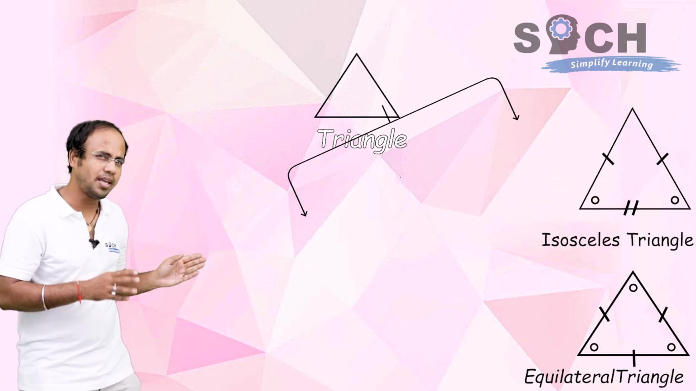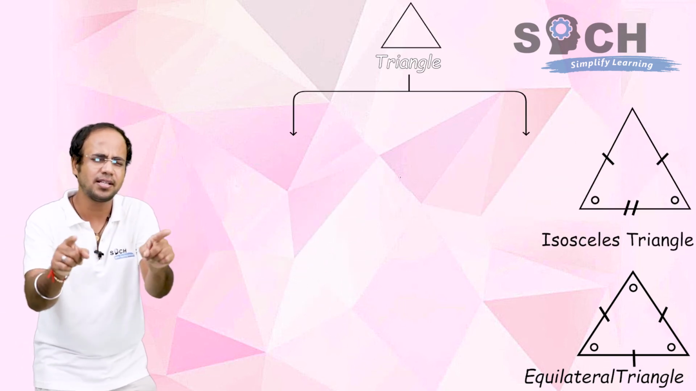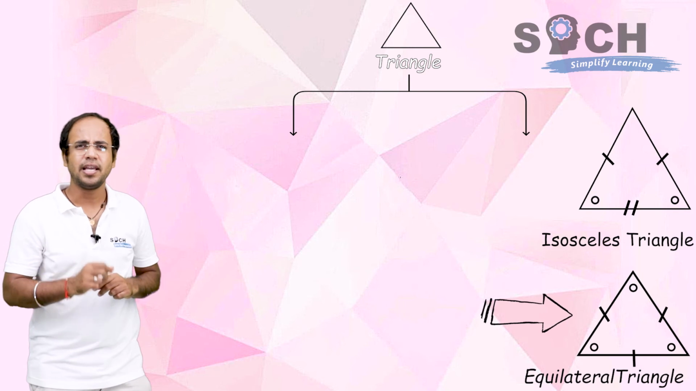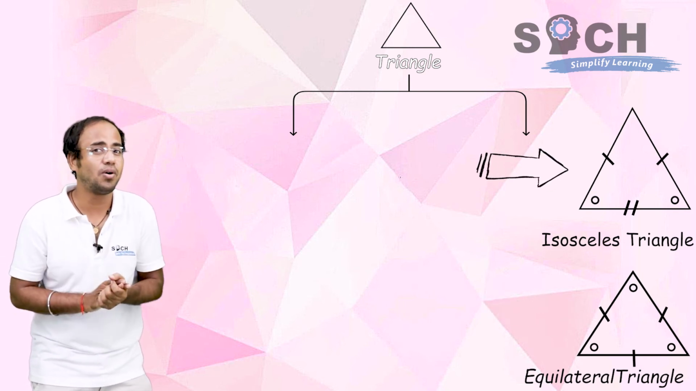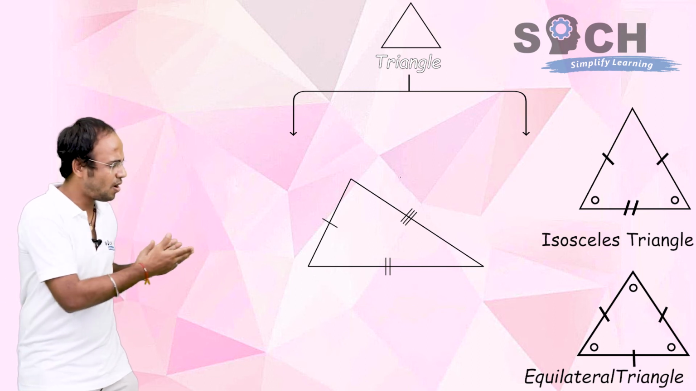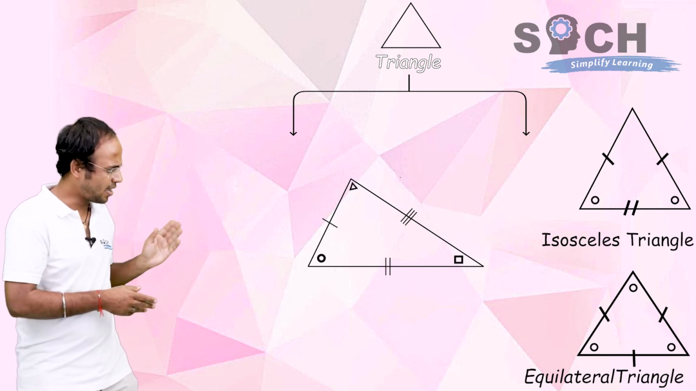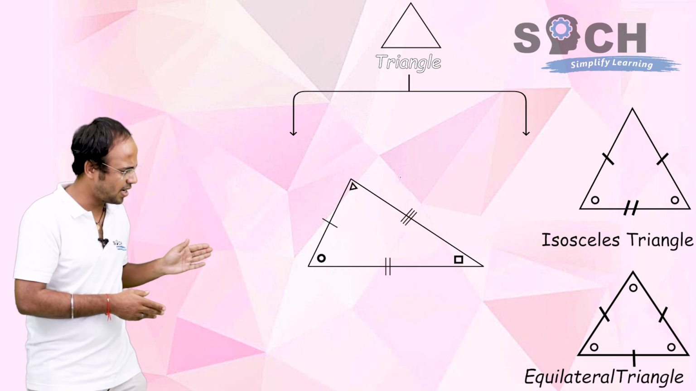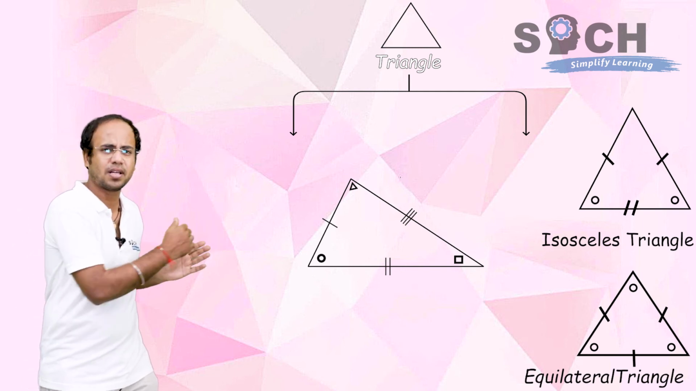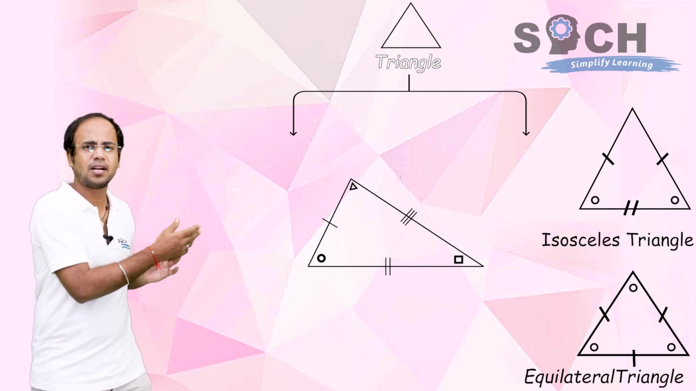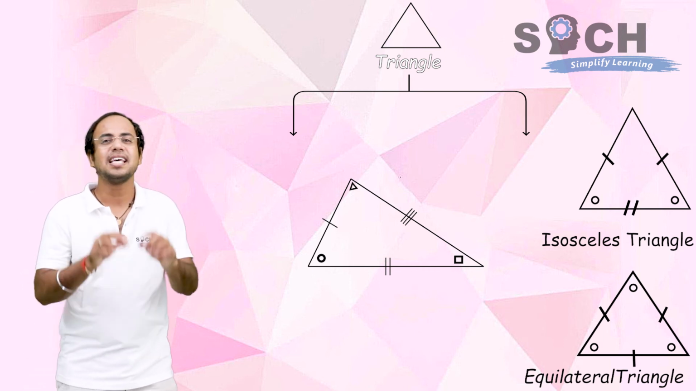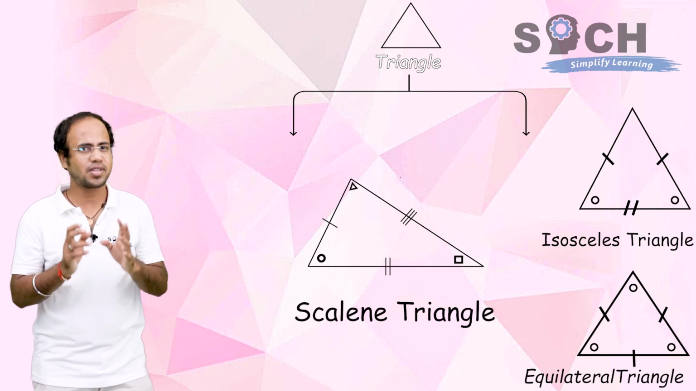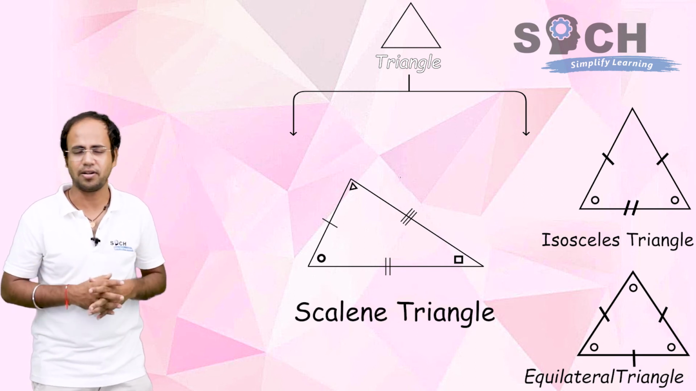Now the third would be, guess what? In the first case all sides were equal, in the second case only two were equal, but in the third case I can assume that all the sides are unequal. All the lengths are different. One length is different from the other, the second is different from the third, and the third is different from the first. Such a triangle is known as a scalene triangle.